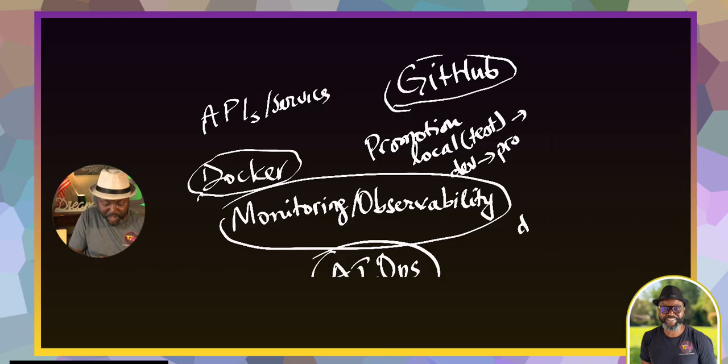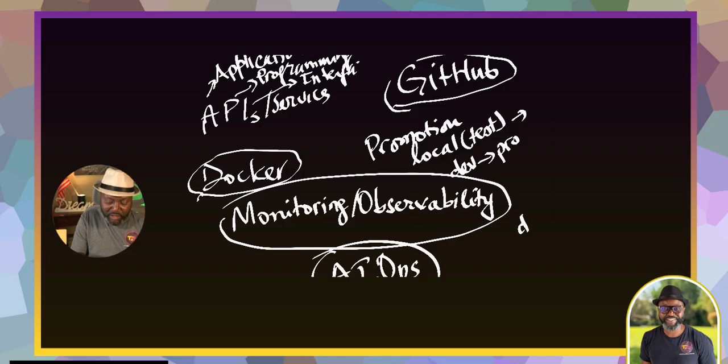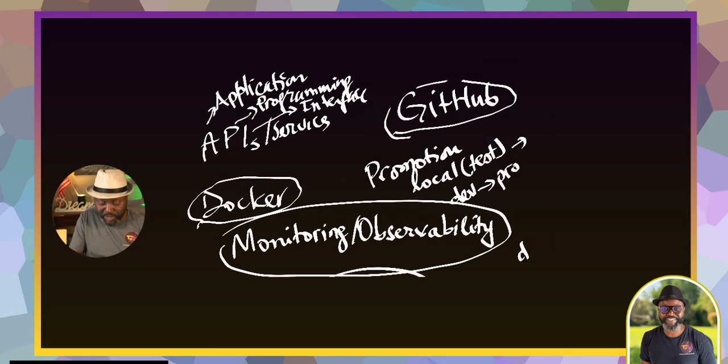Okay, so let's talk about APIs. You all understand that A stands for application, P stands for programming, and I stands for interface. So API is application programming interface, meaning it's what allows two applications to talk to each other. Okay.